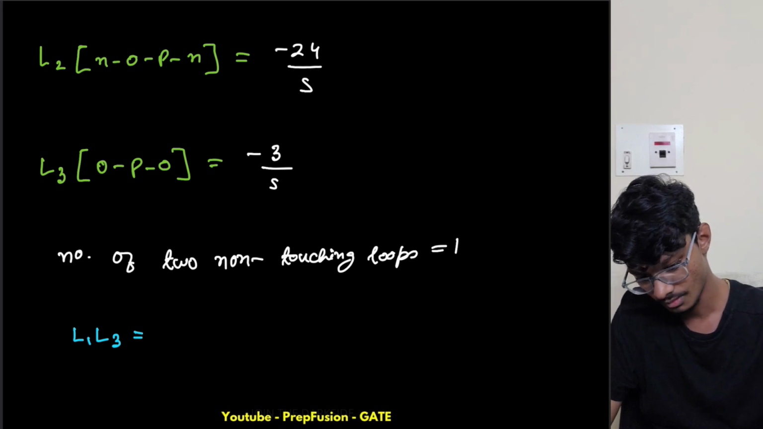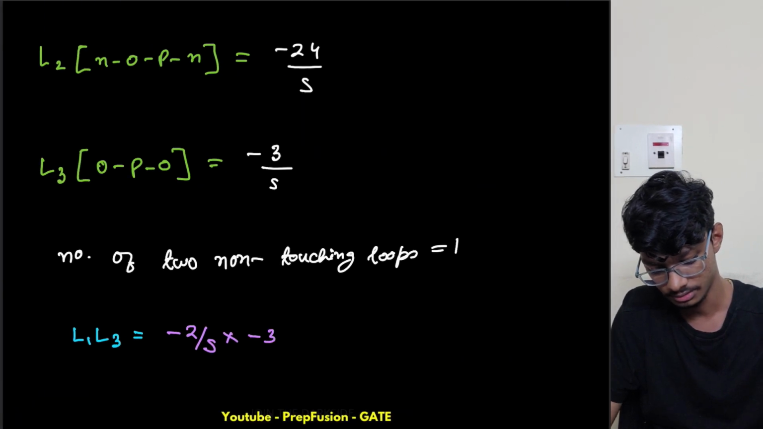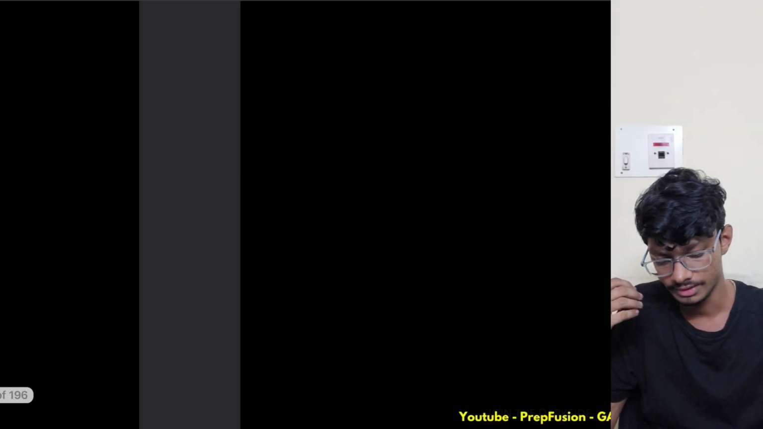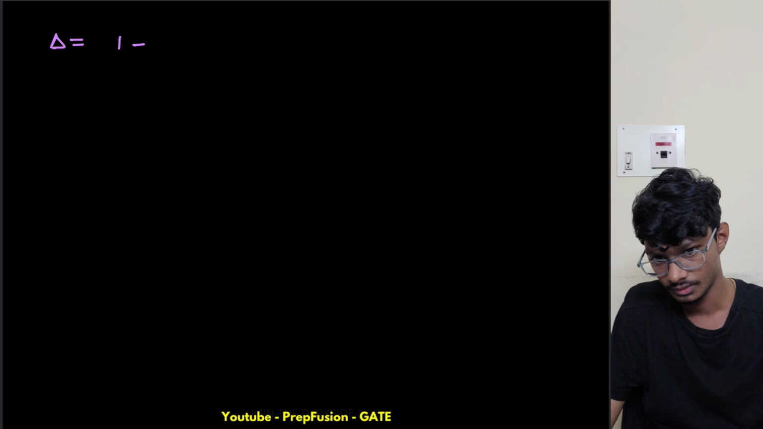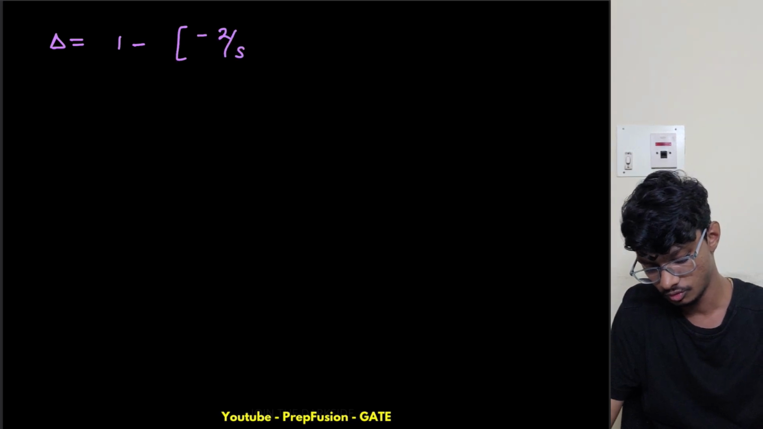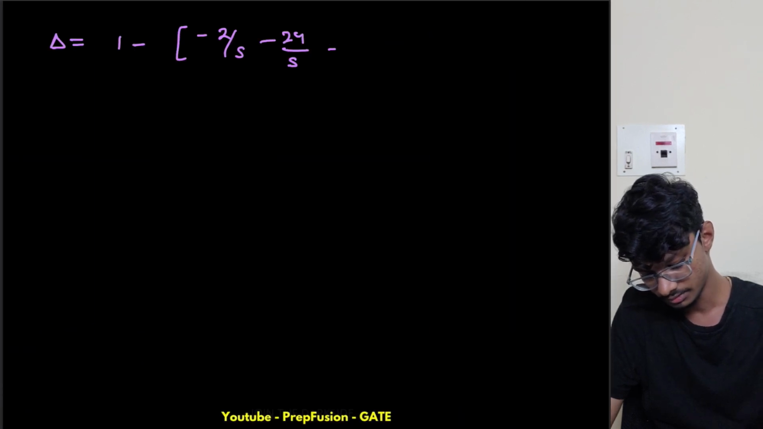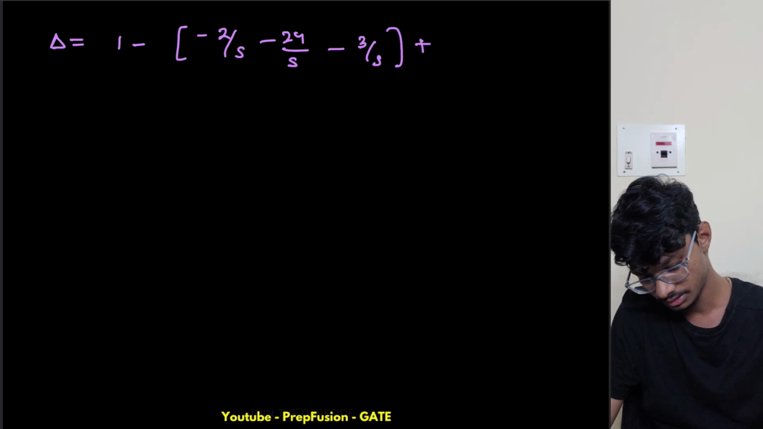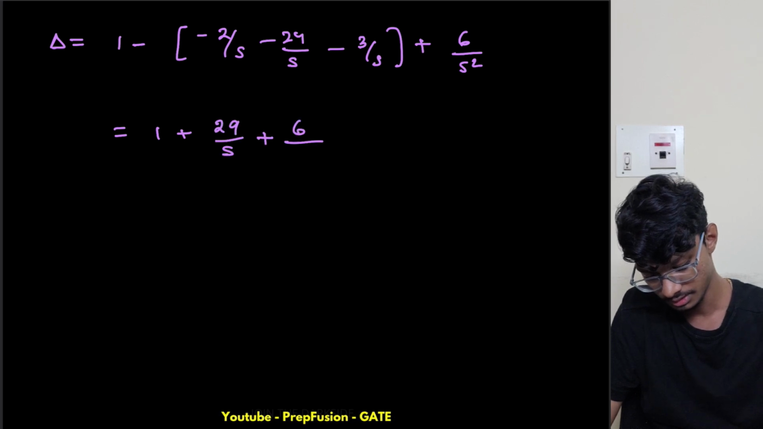Minus 2 by S times this minus 3 by S, right? It becomes 6 by S square. Okay, so now what is the determinant basically? So the determinant of this S of G, right, is 1 minus 2 by S minus 24 by S minus 3 by S plus 6 by S square. This is basically 1 plus 29 by S plus 6 by S square.